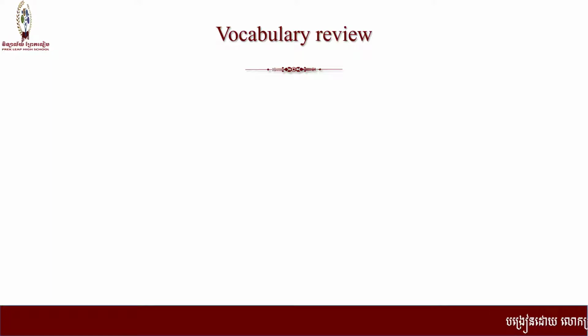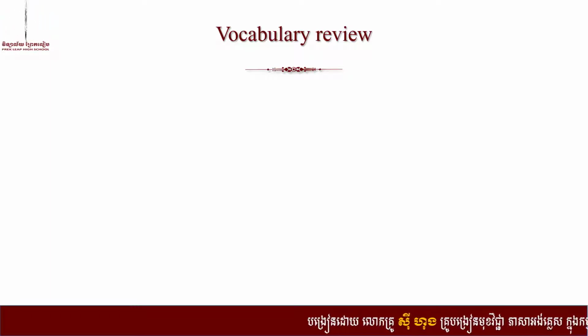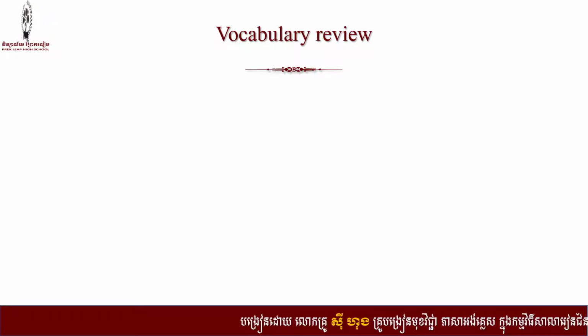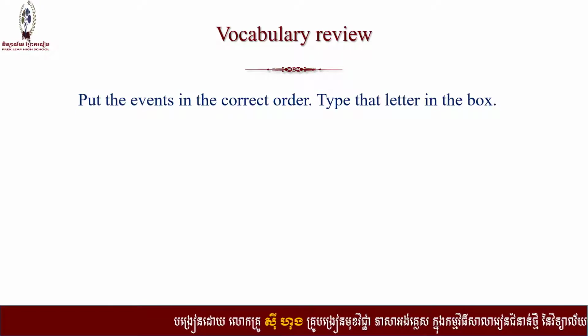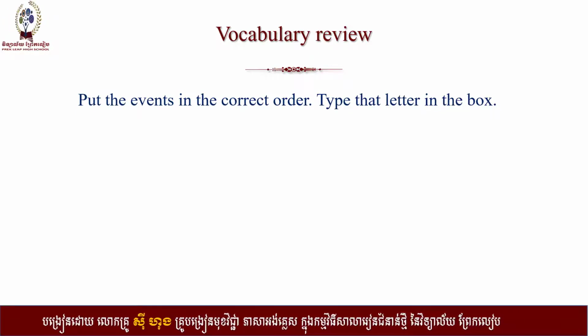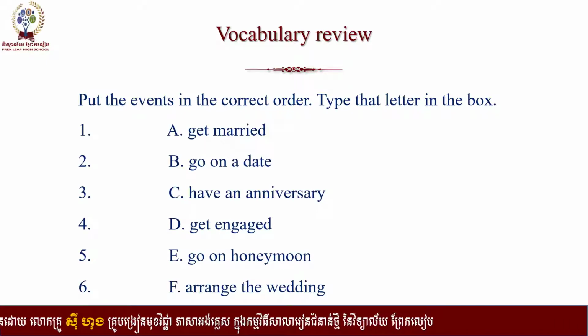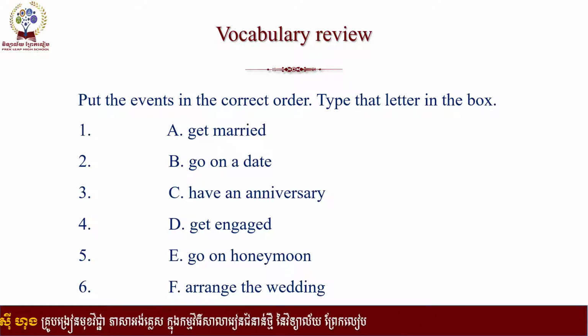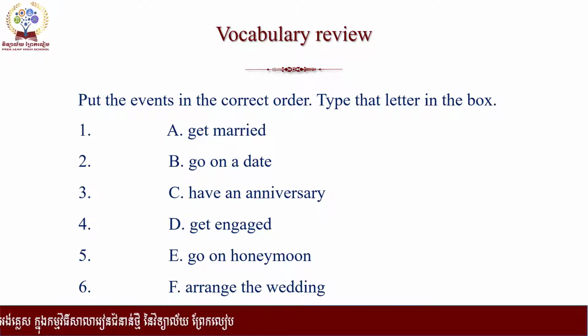But before going directly to today's lesson, let's review the vocabulary you have learned from the birth, marriage, and death section. So I'd like you guys to put the ones in the correct order. You can see here from A until F, they are not in the correct order, so your job is to put them in the correct order, and I will provide the answer soon.